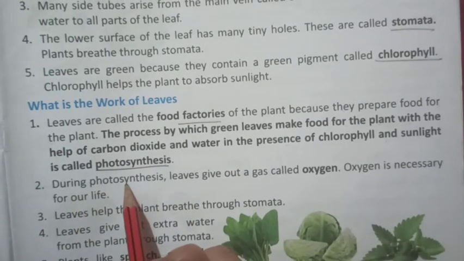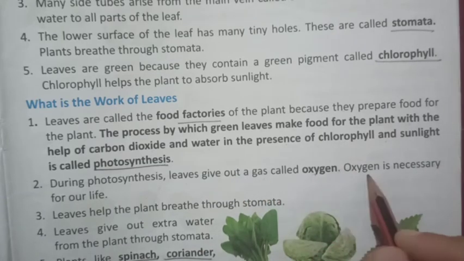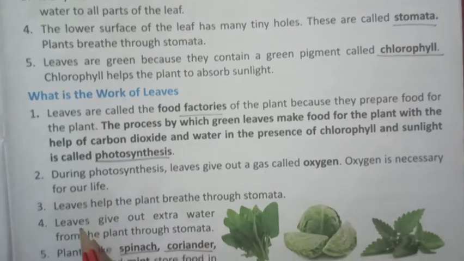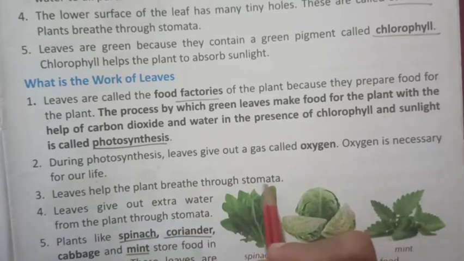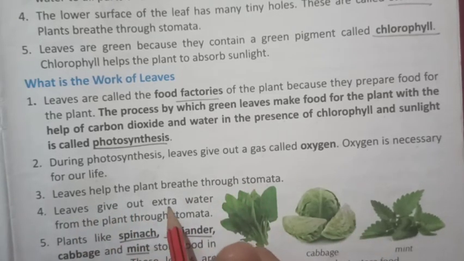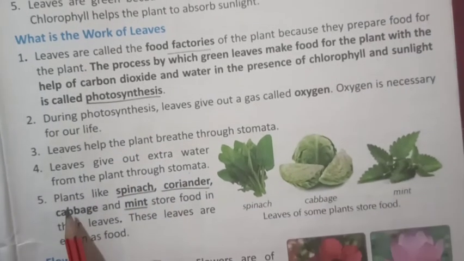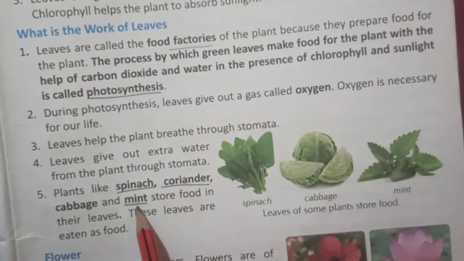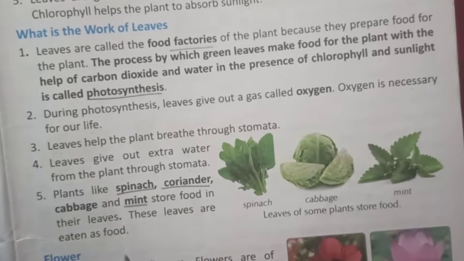During photosynthesis, leaves give out a gas called oxygen. Oxygen is necessary for our life. Leaves help the plant breathe through stomata. Leaves give out extra water from the plant through stomata. Plants like spinach, coriander, cabbage and mint store food in their leaves. These leaves are eaten as food.